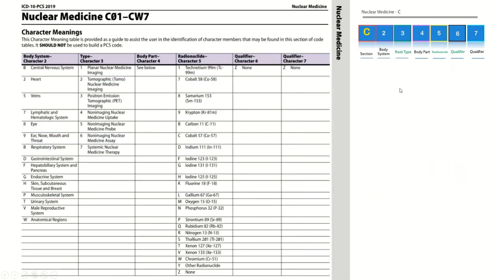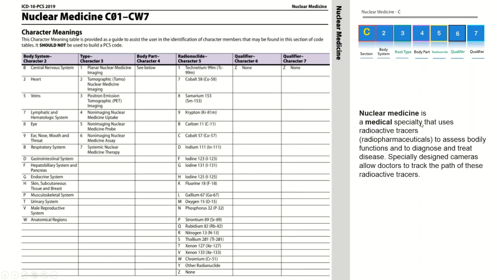All right, now we're at the character meanings page. We know we're at the correct page because section C is on the page. Let's go ahead and define what nuclear medicine is. It's a specialty that uses radioactive tracers or radiopharmaceuticals to assess bodily functions and diagnose and treat disease, using specifically designed cameras that allow doctors to track the path of these radioactive tracers. An example would be a PET scan.